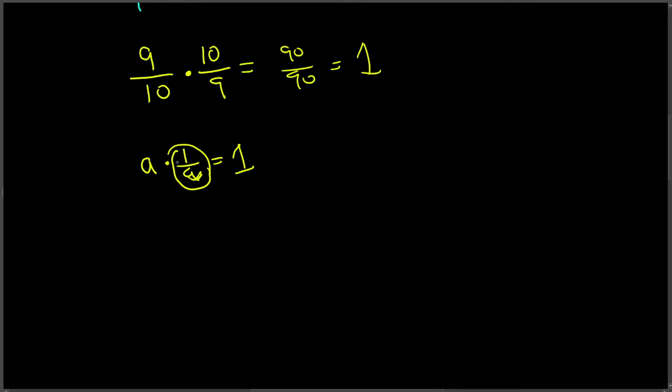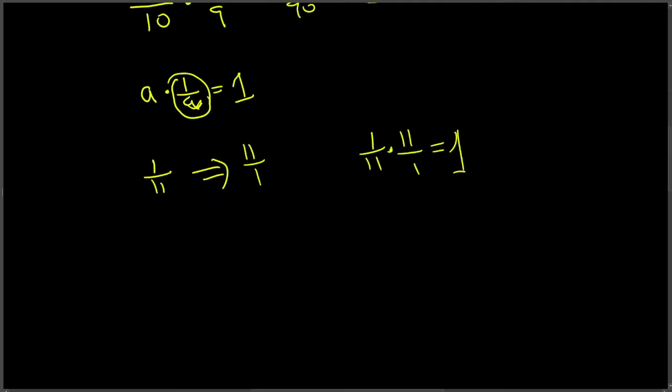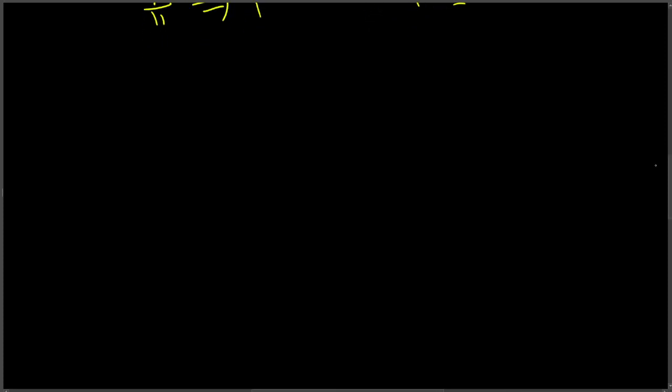In a fractional form, the reciprocal means we flip the fraction. So if I have the fraction 1/11, the reciprocal will be 11 over 1. And I can check that because 1 over 11 times 11 over 1 equals 1. So the reciprocal's job is to really change divisions into multiplication.